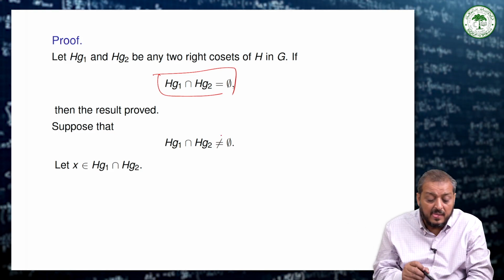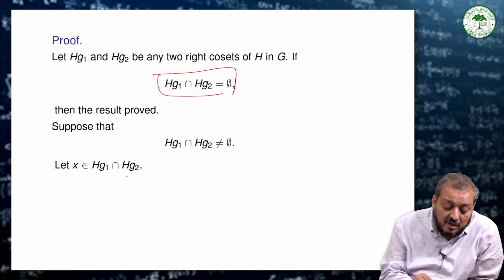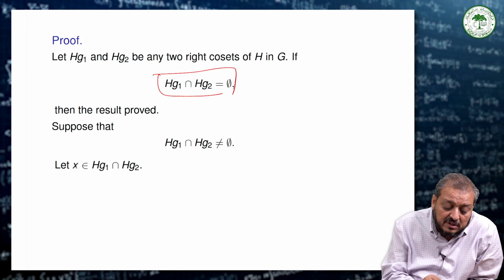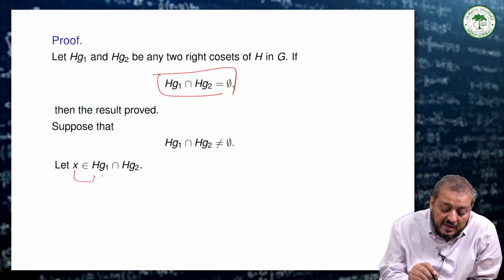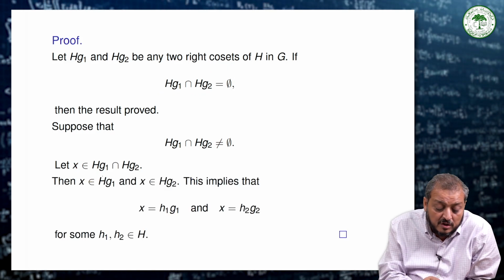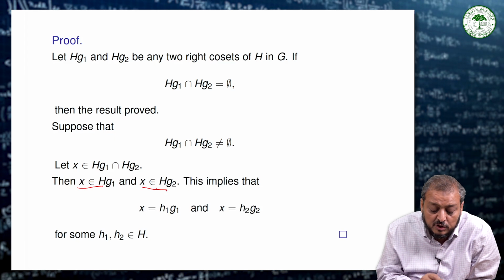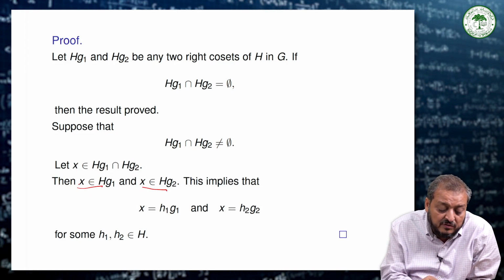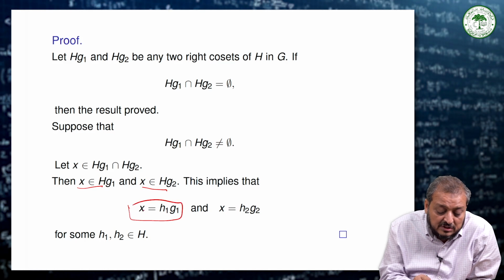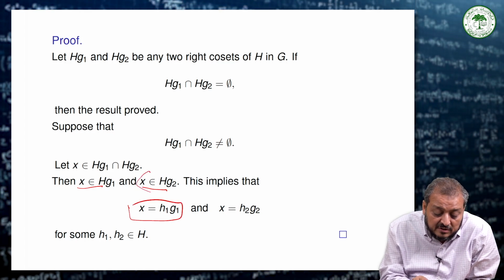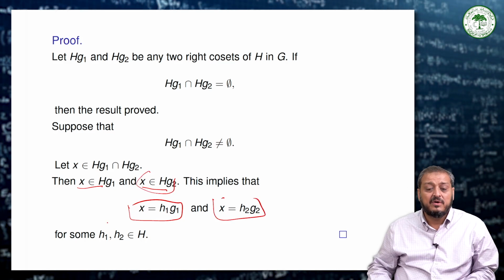If they are not disjoint, then the intersection is not empty. Let x be any element in the intersection. Then x belongs to Hg1 and x also belongs to Hg2. If x is an element of Hg1, x can be written as h1 g1, and x can also be written as h2 g2, for some h1 and h2 elements of H.